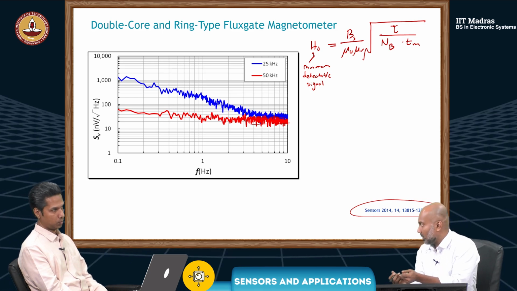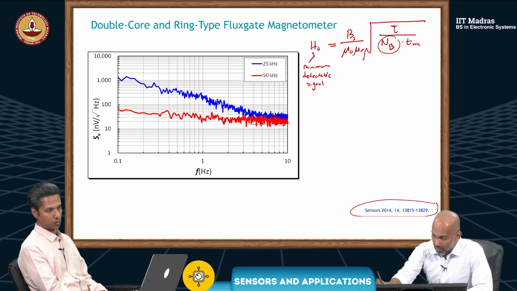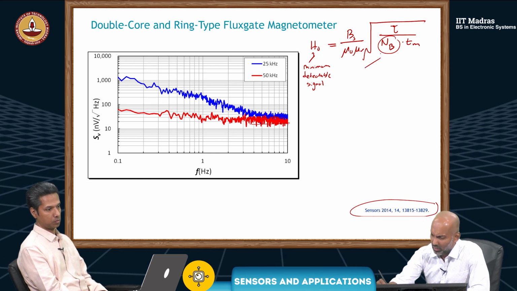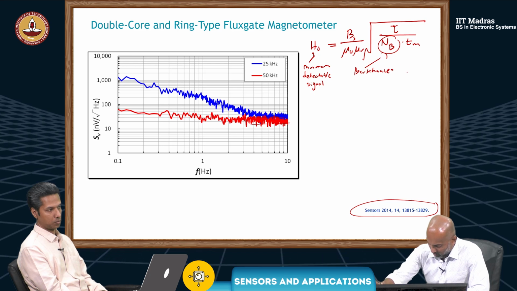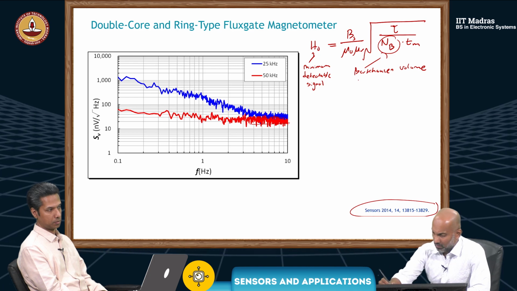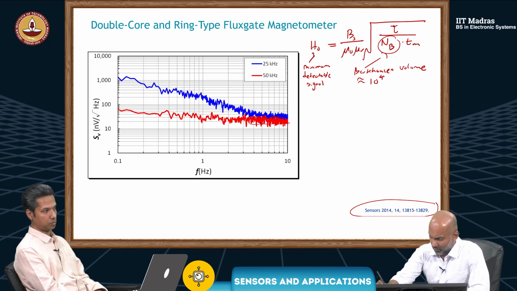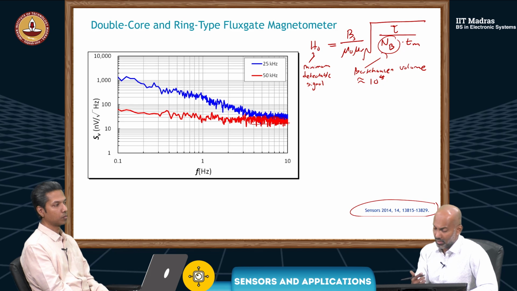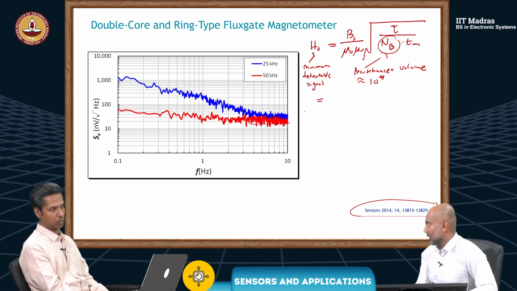So you're making a measurement. How long is the duration of the measurement? That is TM. NB, we talked about Barkhausen. There's something called the Barkhausen volume, and that's experimentally found to be 10 to the 4. Again, something that has been found by experiments, for some specified core material.